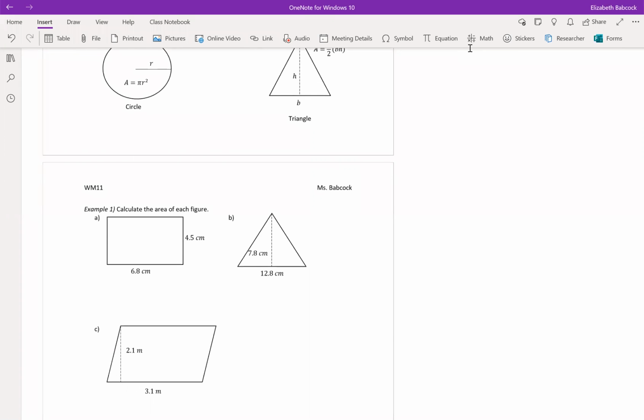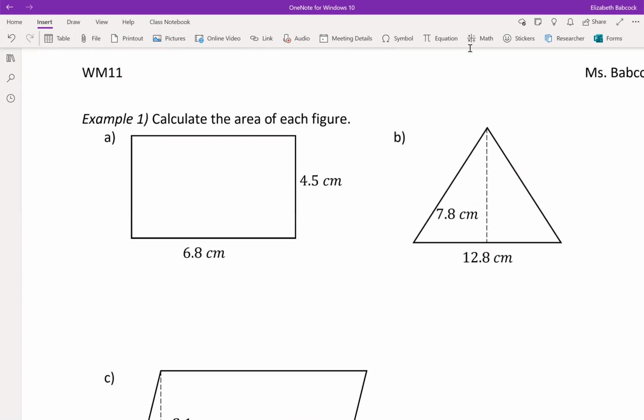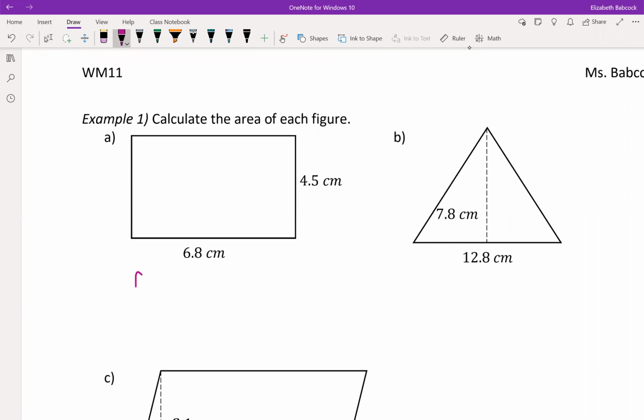Okay, so to start off easy, we simply calculate the area of each figure. So we notice this is a rectangle. For a rectangle, the formula of area is equal to length times width. So this is equal to 6.8 centimeters times 4.5 centimeters, which gets us 30.6 centimeters squared. Notice it is centimeters squared because otherwise you would have centimeters times centimeters, which can be replaced with a squared. Then we're looking at B.